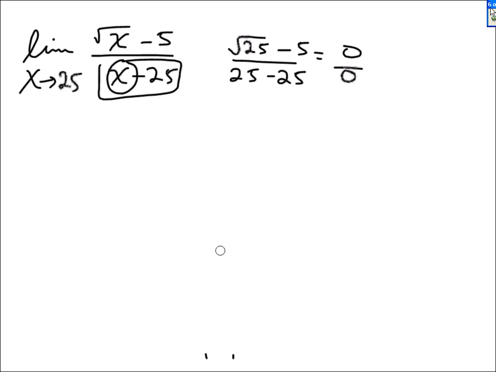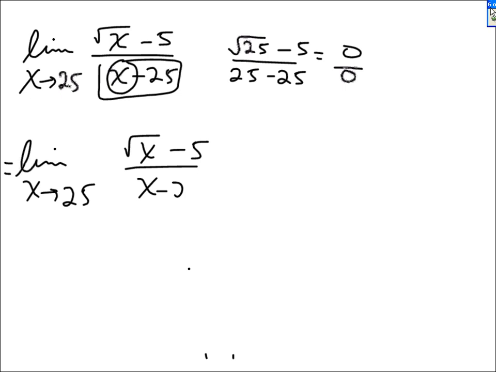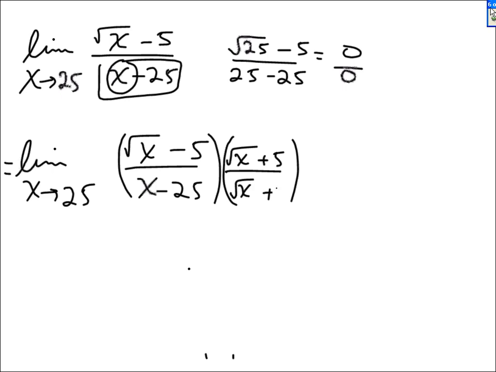I want to change the way that numerator looks. If you want to change the way something looks, you multiply by 1. Very simple. And what's in that bracket, I want to change the way it looks, so I multiply by 1. But there's many ways of writing 1. Say a fraction that's 1. How about the square root of x plus 5 divided by the square root of x plus 5?